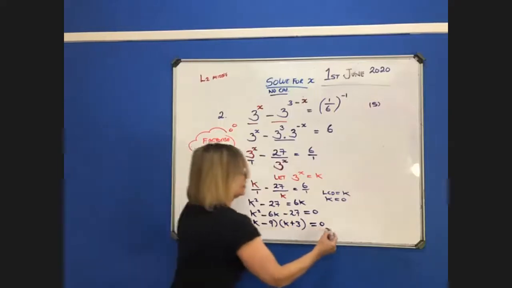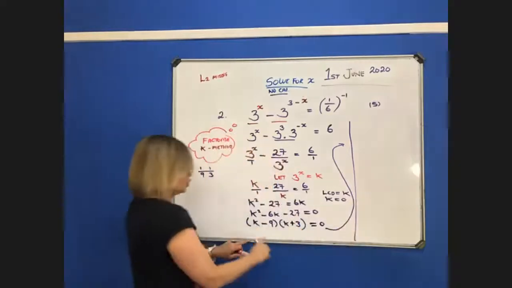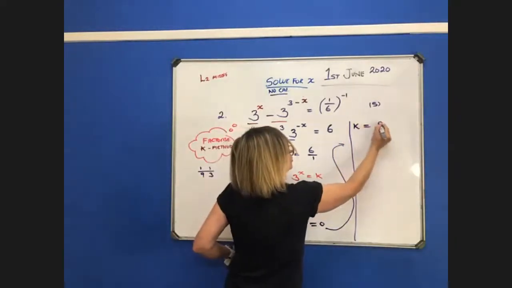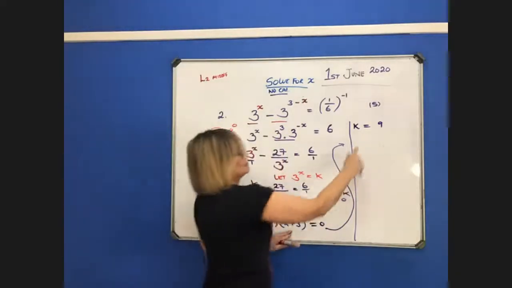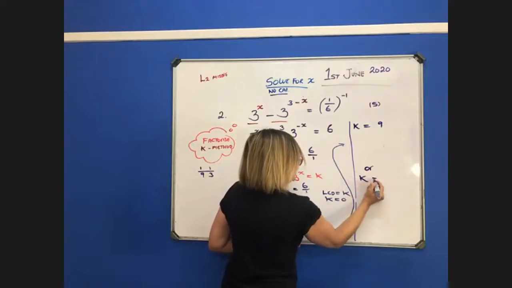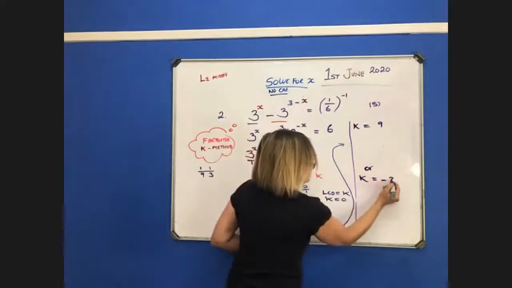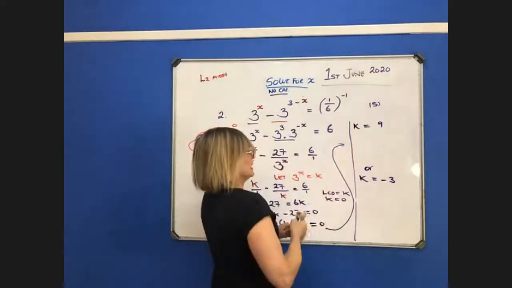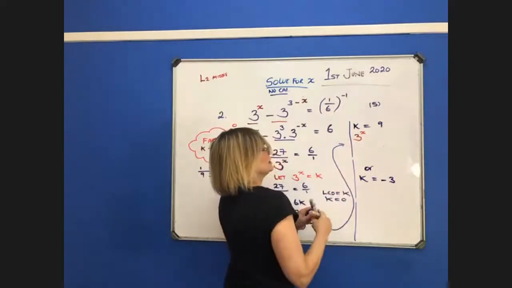Now I've just run out of a bit of space, so I'm going to continue here. So do you agree that you're going to get k equals 9 from this factor here? I'm going to leave a bit of space. Or k equals negative 3 over here. All right, but k is 3 to the x, all right?